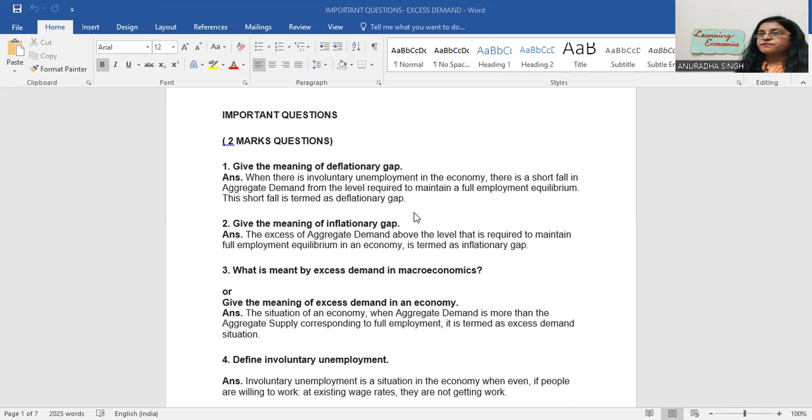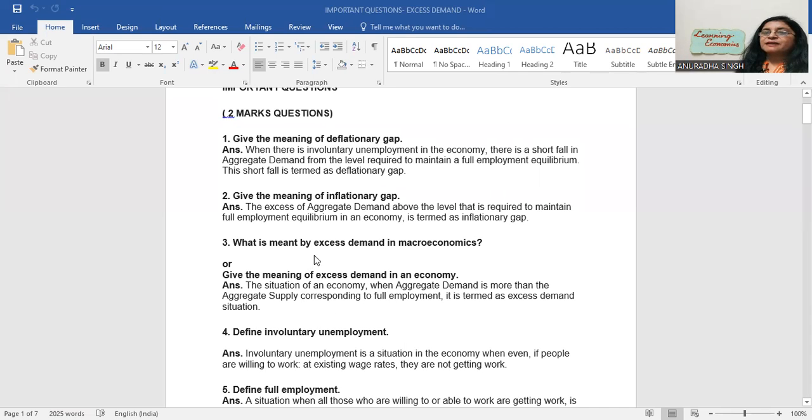What is the meaning of inflationary gap? Second question: the excess of aggregate demand, when aggregate demand is more than aggregate supply. Now the components of aggregate demand are C plus I plus G plus X minus M. So C stands for consumption, I stands for investment, G stands for government expenditure, and X minus M stands for export minus import, that means net export. So this is inflationary gap.